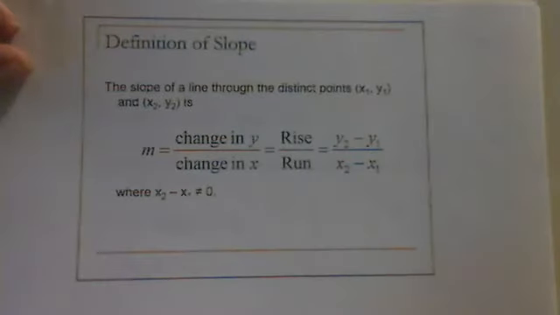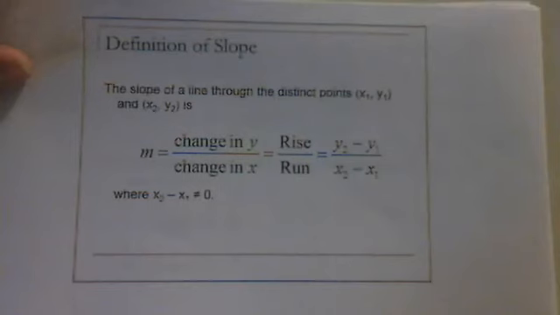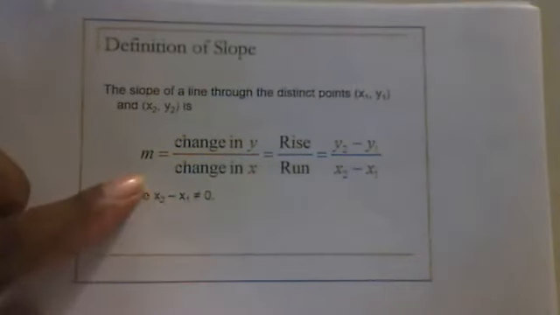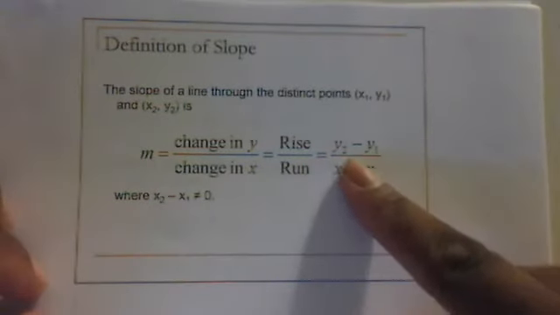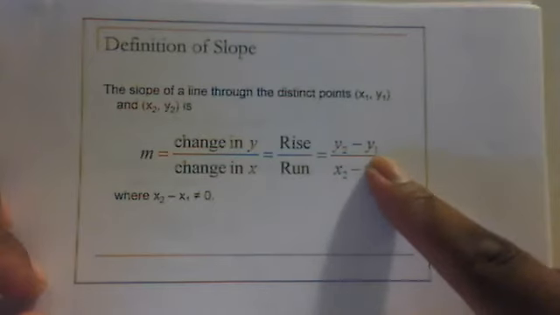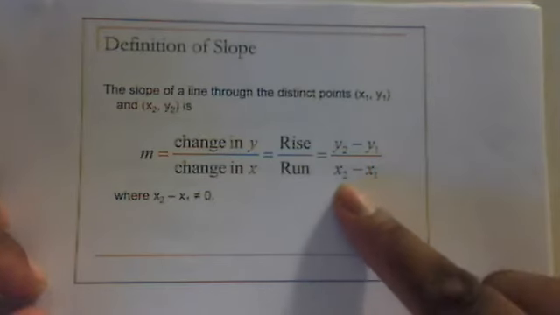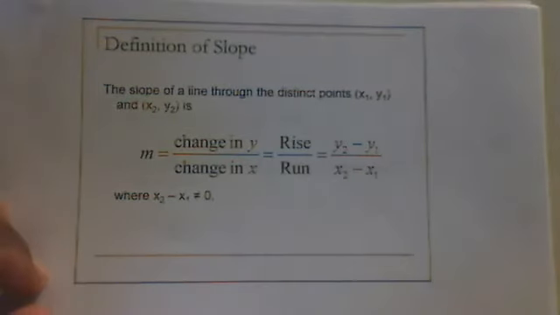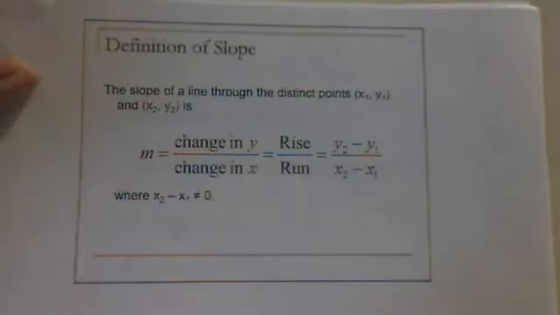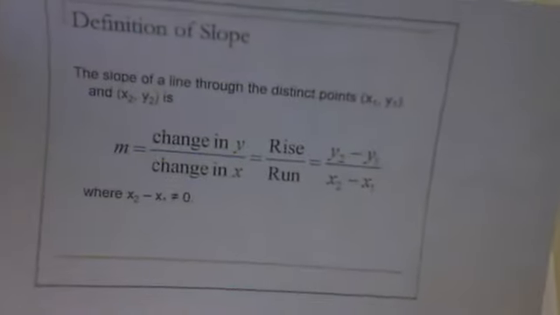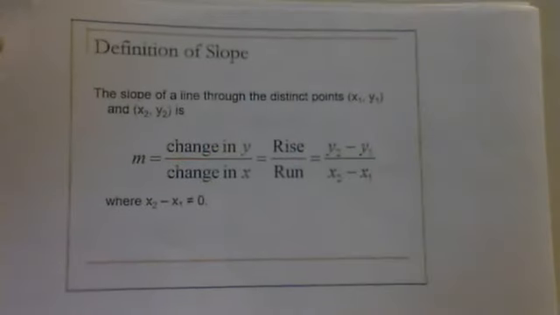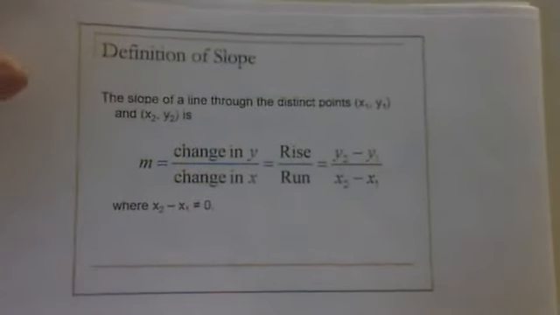Here's the definition of a slope. The slope of a line through two distinct points, (x1, y1) and (x2, y2), is going to be this. We use the lowercase m for the slope. So m is equal to y2 minus y1, that's the change in y, which is your rise, divided by the corresponding change in your x coordinates, x2 minus x1. The condition here is that x2 minus x1 cannot be equal to 0, because if it was, then you would have no slope, which we'll discuss a little bit later in this video.